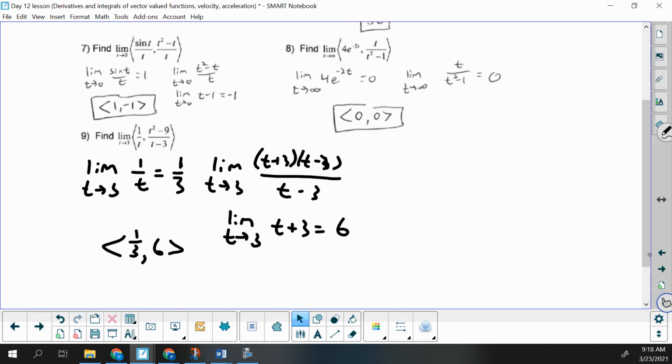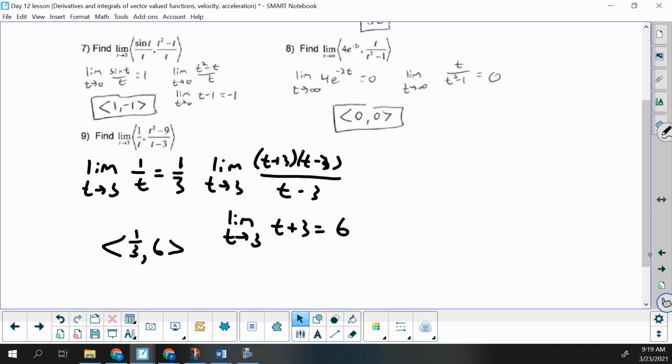We have some limits here. As t approaches 0, sine t over t, we know that's just 1. In the second one, divide out a t, you have t minus 1, so when you do direct substitution of 0, you get -1 for the second part. In 8, as we go to infinity, that's an exponential decay function, so that will approach 0 as it flattens out. And in the second one, our exponent is greater in the denominator, so as t goes to infinity, the bottom will get much larger than the top, so that'll approach 0 as well.